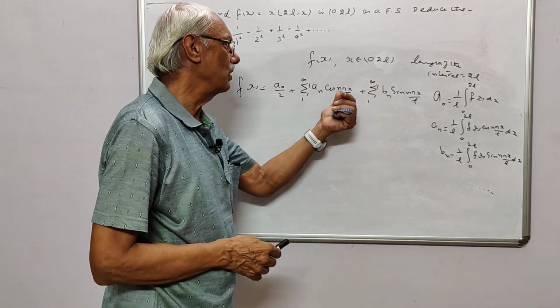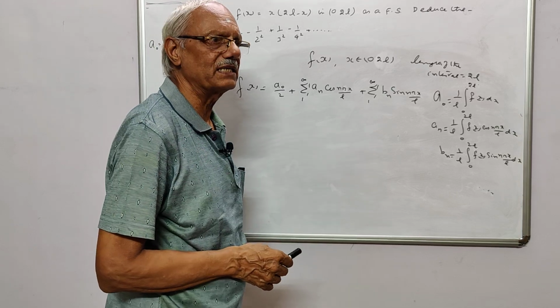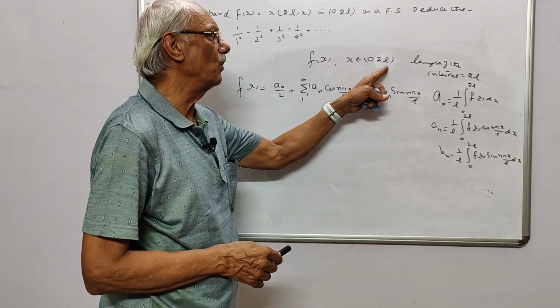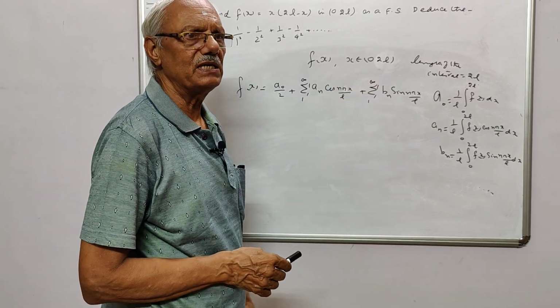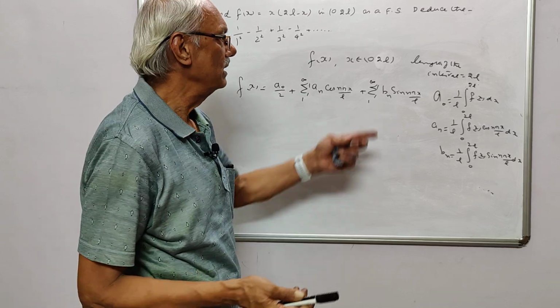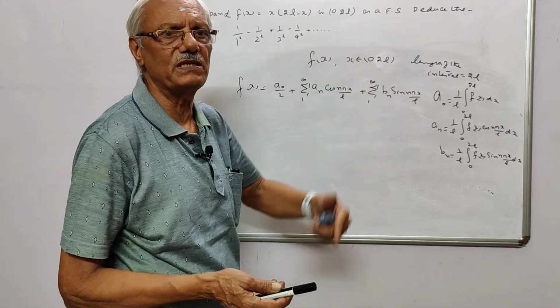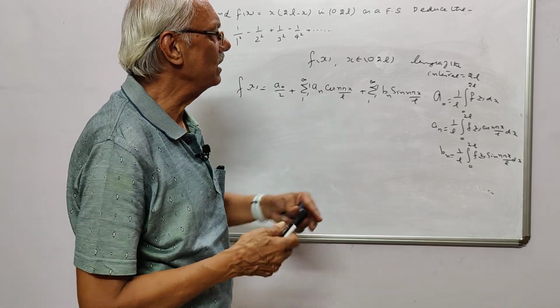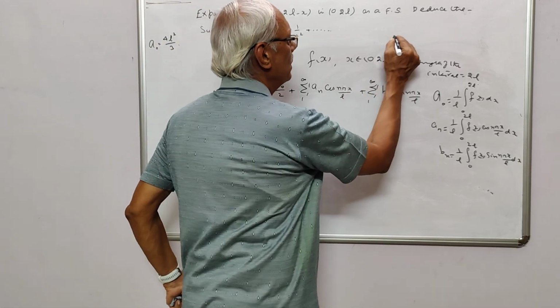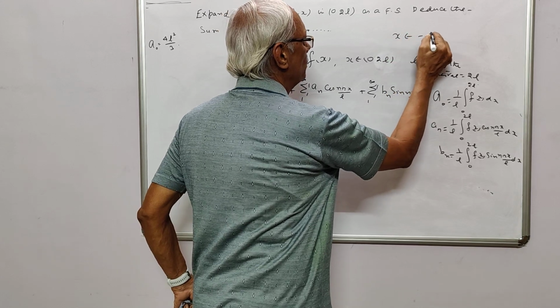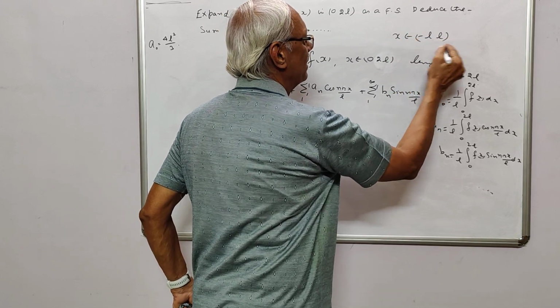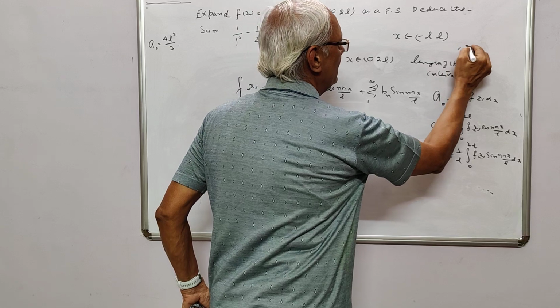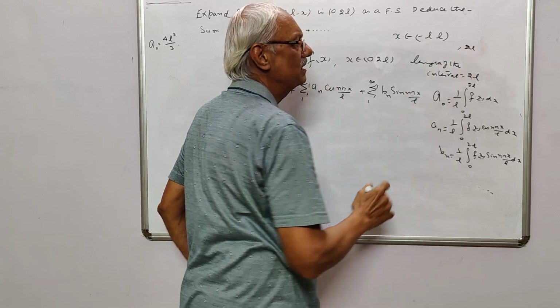Here you see that your x is replaced by n pi x by l if you take the values of x in a general interval. This is a general interval, whereas the specific ones are 0 to 2 pi or minus pi to plus pi. Here again you can talk about x belonging to minus l to plus l. You can go for a general interval. Here also the length is 2l.